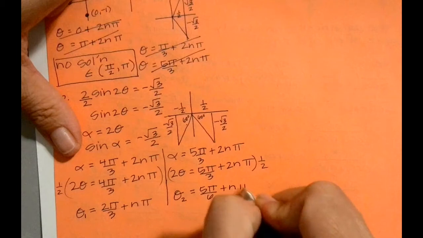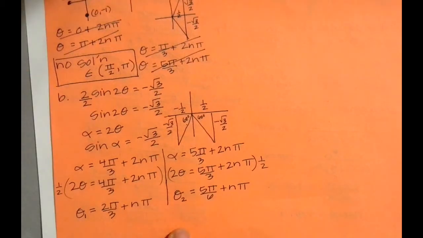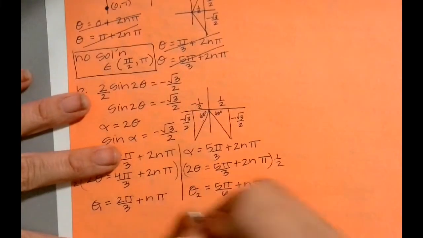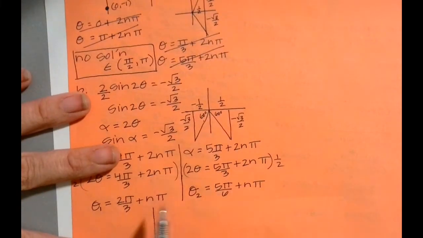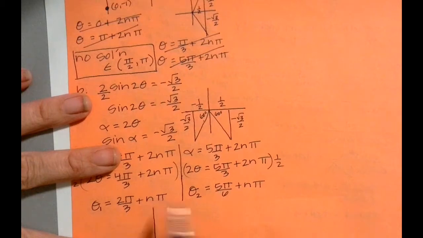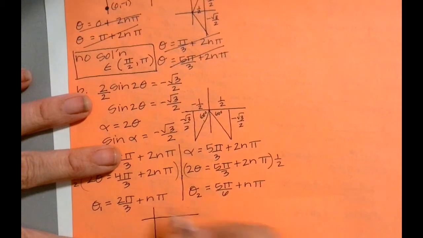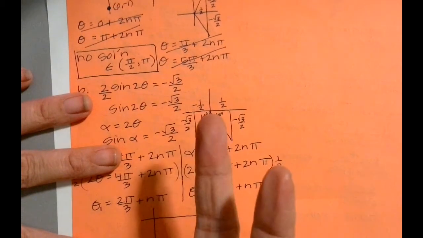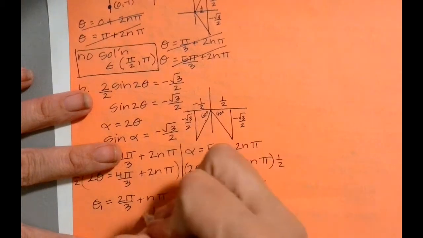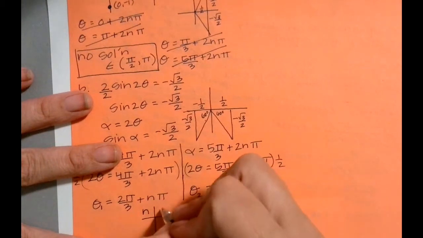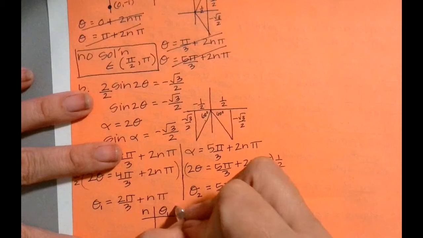plus n pi. And the directions at the top said one condition we need to meet is that it is between the interval of 0 to 2 pi. So I'm just going to do my little chart and see how I have n pi. How many pi's can fit into 2 pi? There's 2, so because there's 2, I'm going to have 2 for each angle for a total of 4.